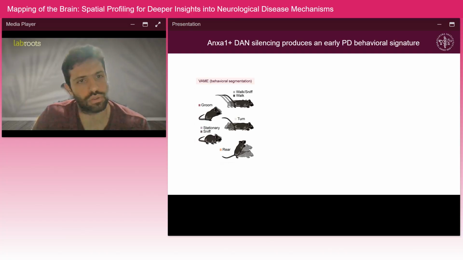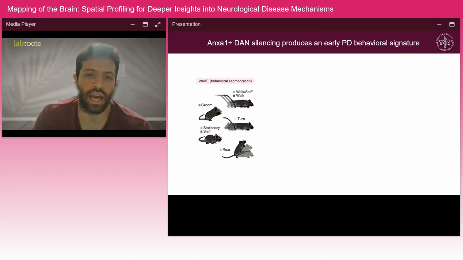And in order to go one step further, that's why we recorded from below: there are several techniques nowadays for behavioral segmentation, and you can have a sophisticated analysis of mouse behavior.